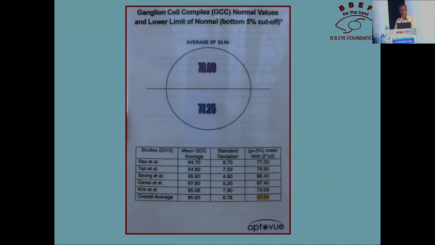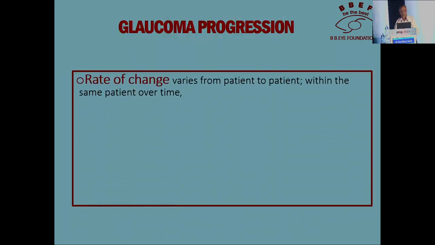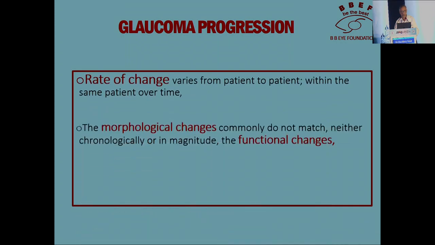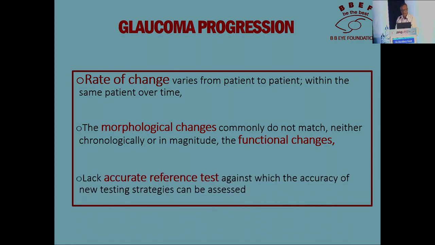In the ganglion cell complex, these are the lower limit of normal values. Again, there is the average more or less. In the superior it is 76.69 and inferiorly 77.25. Again, the lower part is always the thickest part. In glaucoma progression, the rate of change varies from patient to patient. The morphological changes commonly do not match, neither chronologically nor in magnitude, the functional changes. And there is a lack of accurate reference tests against which the accuracy of new testing strategies can be assessed.